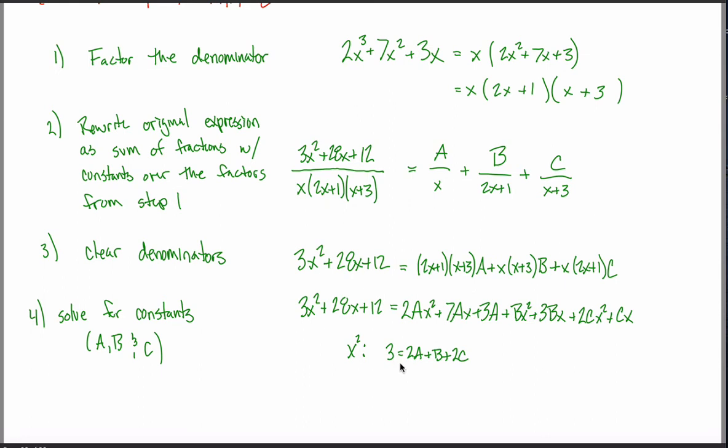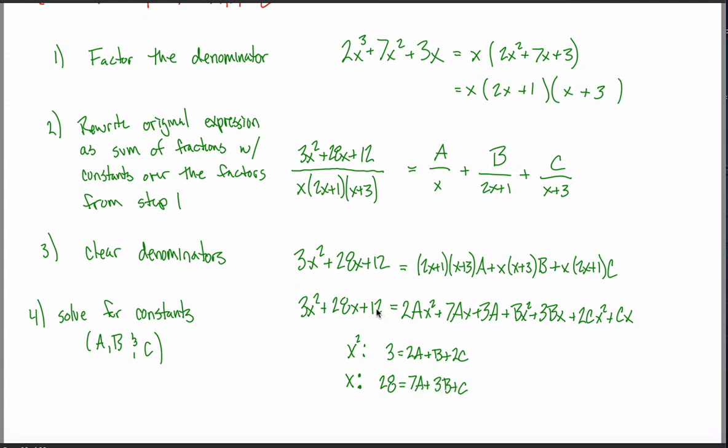You could call this equating the coefficients. The coefficients on x squared on this side of the equation have to be the same as the coefficients on x squared on this side of the equation. So the 2a, the b, and the 2c have to be the same as the 3. Similarly, I can equate the coefficients on my x's. I have 28x over on this side, but on this side I have 7a times x, and I have 3b times x, and I have c times x. So what that tells me is that 28 must be the same as 7a plus 3b plus c.